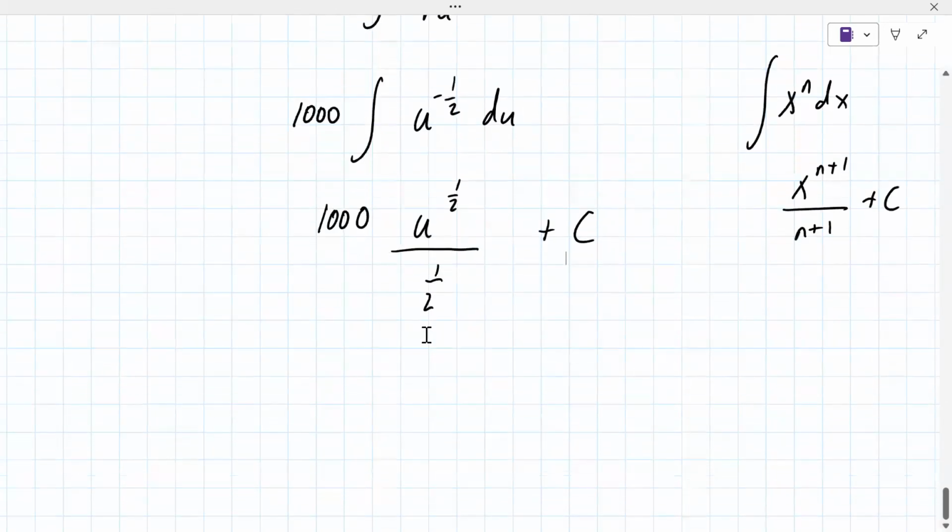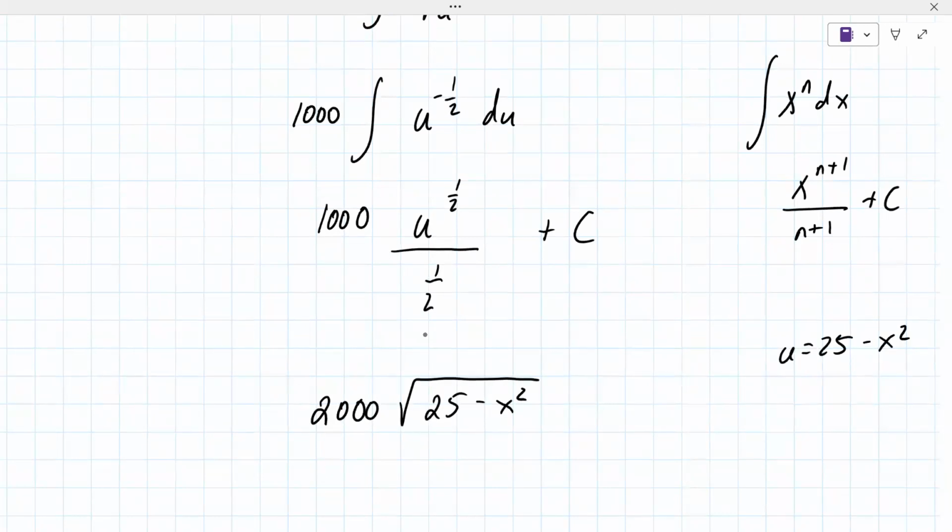Yeah. So this becomes 2000, and now you go back to what you were using, which was 25 minus x squared for u, plus c. And this is your demand function. Remember, 1/2 really means square root, so it's good to rewrite it, especially when you're going to evaluate it here. Is that okay so far? If it's not, just say so.